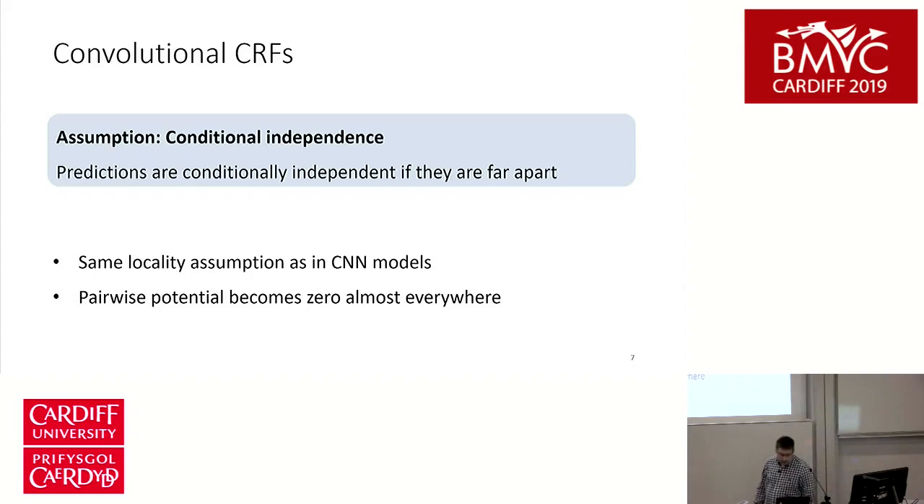I would argue that my assumption is a valid and strong assumption. It is valid because it's based on the same locality assumption convolutions in CNNs are using, and they work incredibly well. It is strong because it reduces the complexity of the pairwise potential from being quadratic to linear.